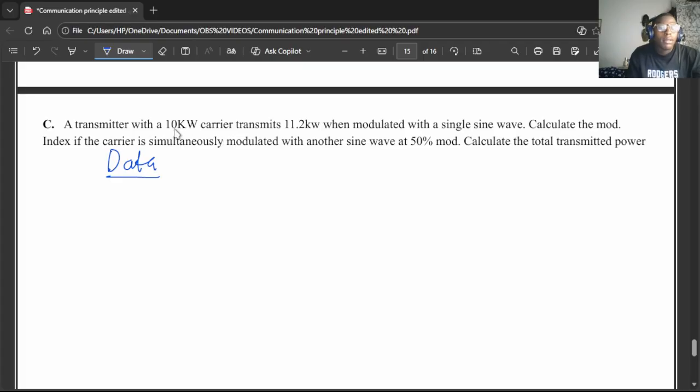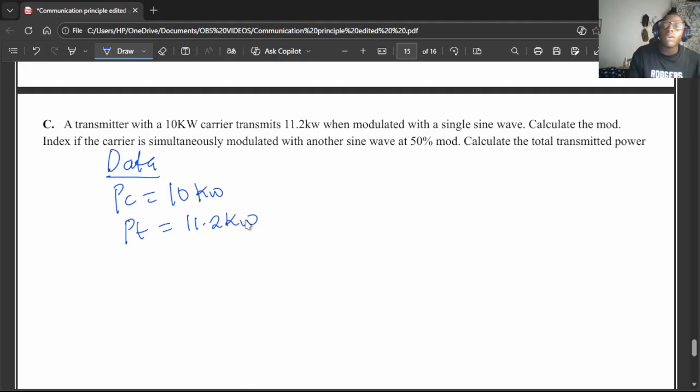Carrier. The power given is what? A carrier power. So we have PC here to be what? 10 kilowatts. What's the next thing? Transmitted, 11.2. So we are giving our PT to be what? 11.2 kilowatts. So without anybody telling you, you already know your parameters which you are giving.